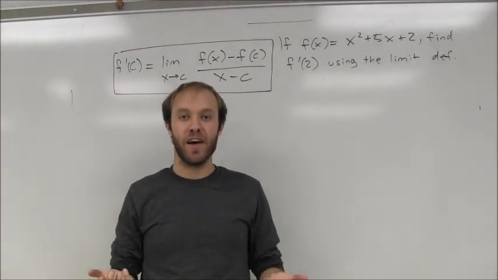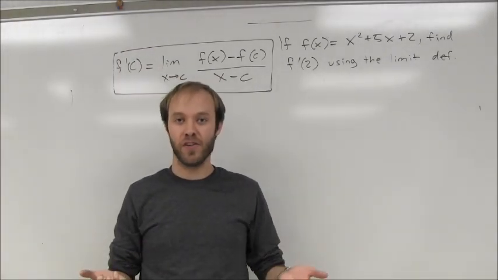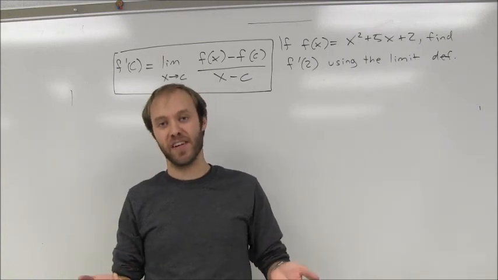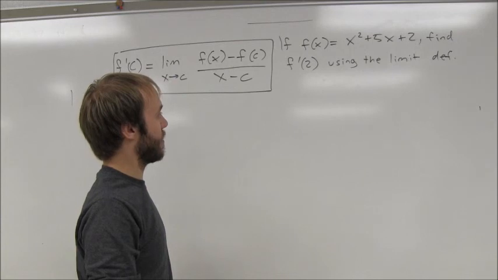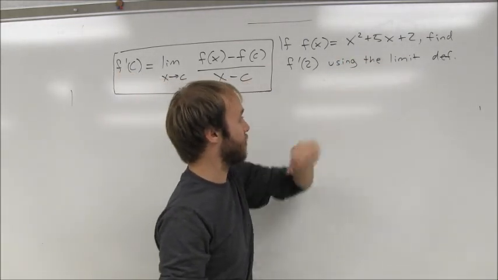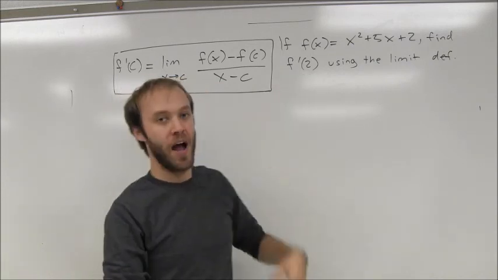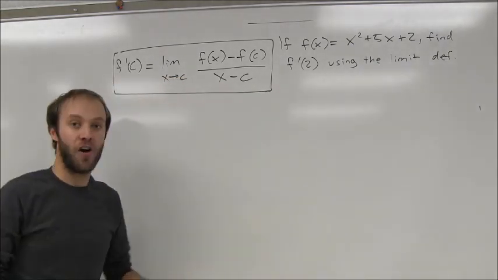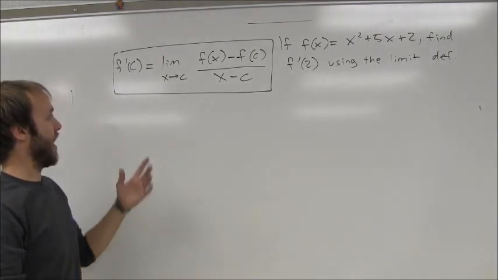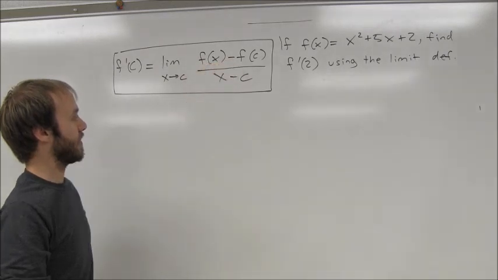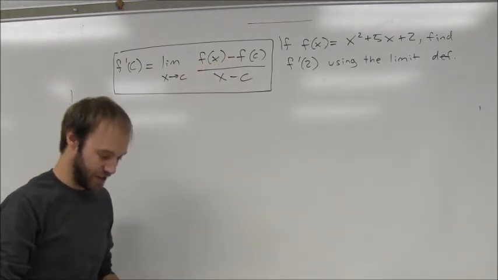I wanted to show examples of finding derivatives of a function using both limit definitions of a derivative that we've discussed in class. So the first example here, I'm given f of x equals x squared plus 5x plus 2. I want to find f prime of 2, so the derivative at x equals 2, using our first limit definition. And that limit definition is the limit as x approaches c of f of x minus f of c all over x minus c.